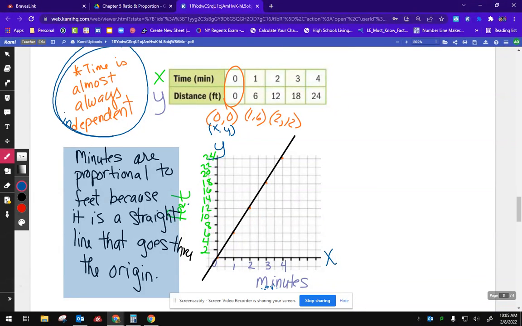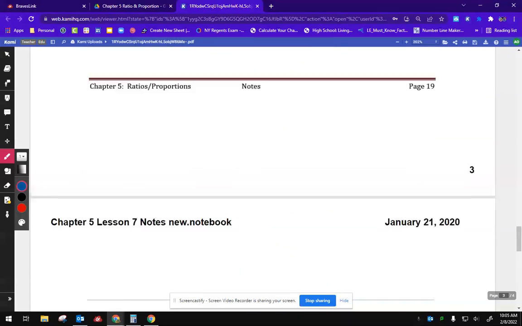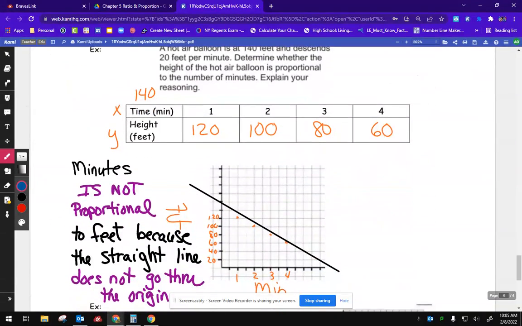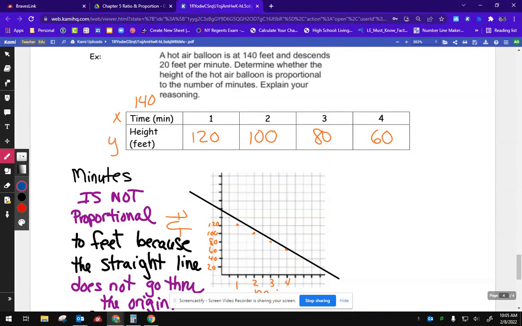Let us know. Okay. Now, I want to show you one more that is not proportional. We've got a hot air balloon. It's starting up in the sky at 140 feet, and it descends 20 feet per minute. So we want to determine if the height of the balloon is proportional to the number of minutes. Now, when I create this table, I have to put the 140 over here because I started there. 1 minute goes by, drops 20. 2 minutes go by, drops 20. 3 minutes go by, drops 20.